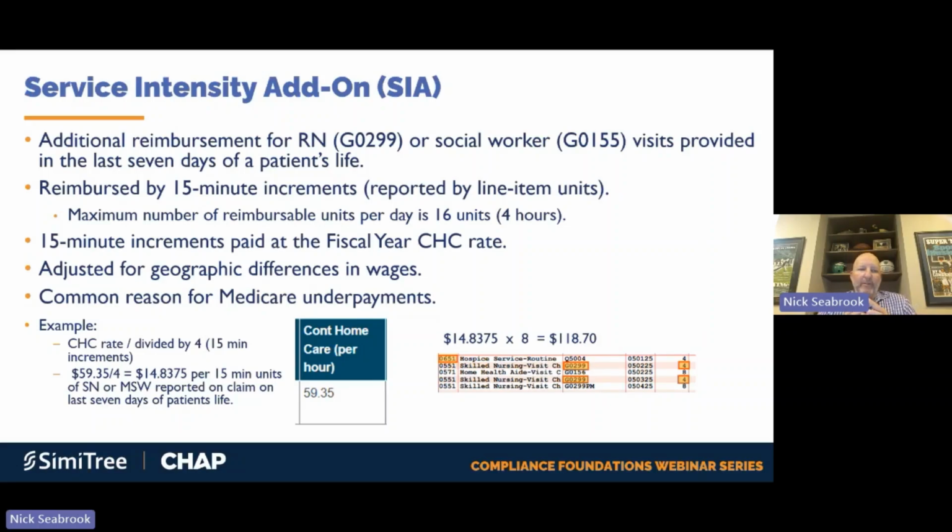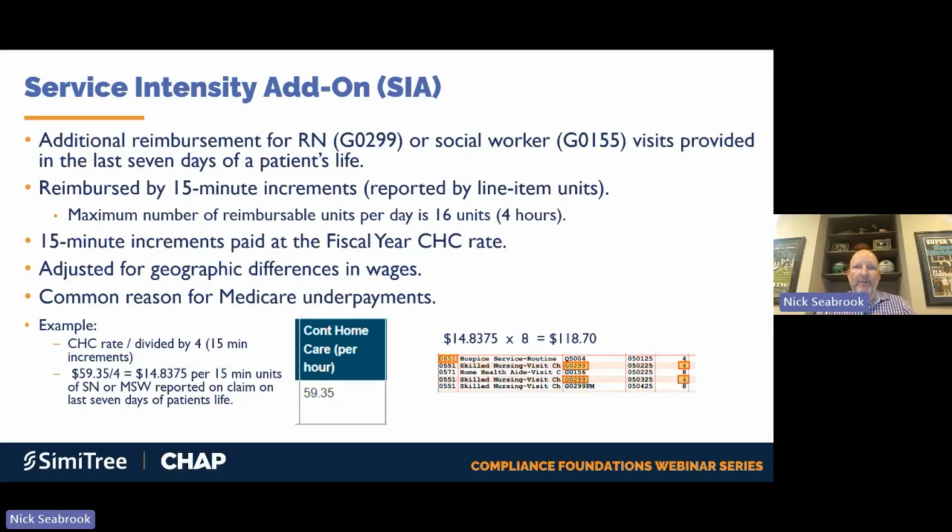A new addition that's pretty recent in the last few years here is what's called the SIA, or the Service Intensity Add-on. So essentially, what Medicare determined is that for some patients in the last 7 days of life, they will have higher cost or a higher frequency of visits as they get closer to end of life. So the determination was made that in those scenarios where we do have more social work visits or nursing visits, there's going to be additional reimbursement for those visits, just because there's typically more intensity with those visits in the patient's last 7 days of life.